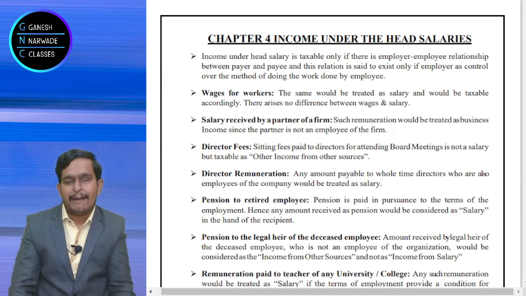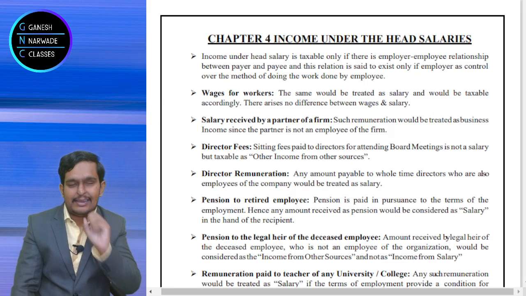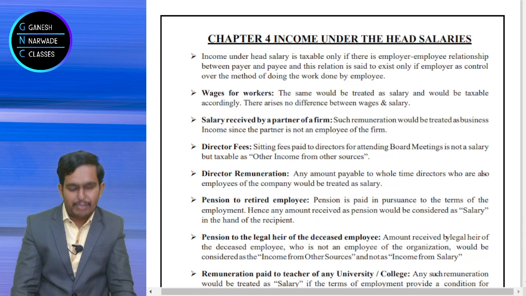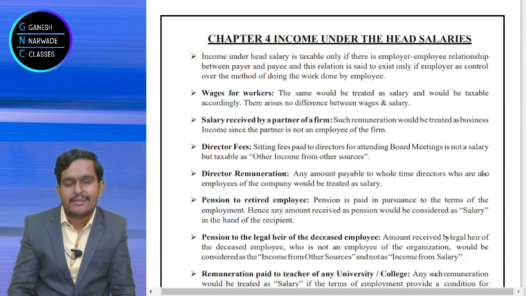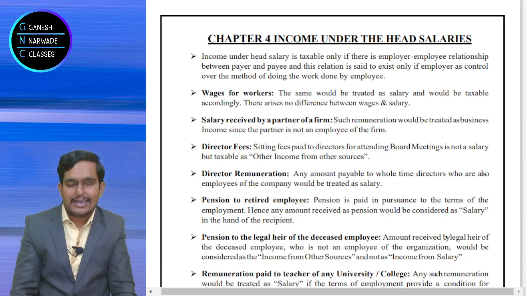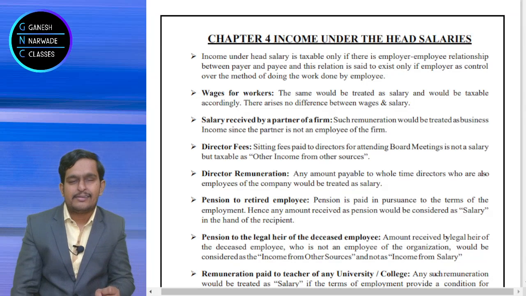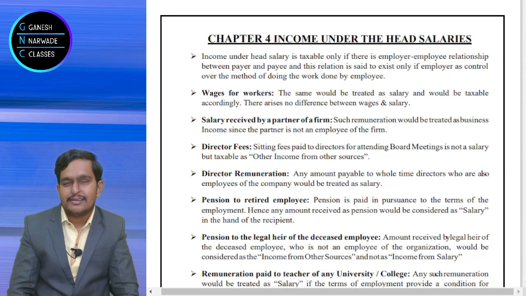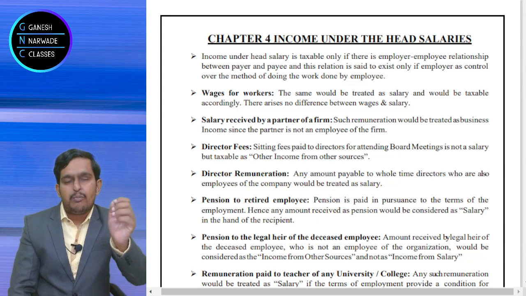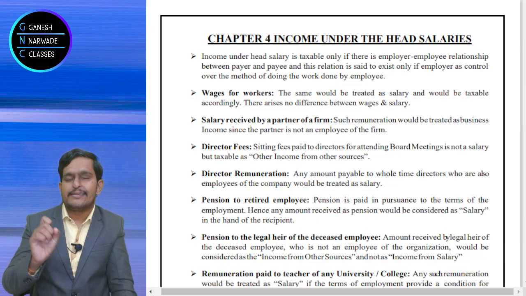Suppose you are a partner in a partnership firm and you are getting some salary. Now, should it be taxed under the head salary? The answer is no. Why? Because you are a partner, you are the owner, you are not working under any other directions, correct? So that's why partner's salary or partner's commission or partner's bonus or remuneration received is not taxed under salary. But then where should it be taxed? It is taxed under the head profits and gains of business and profession.